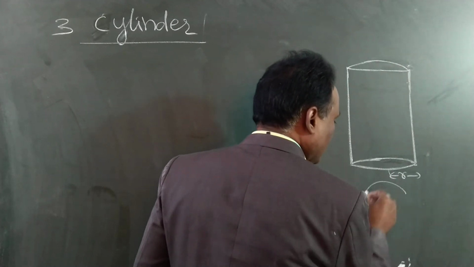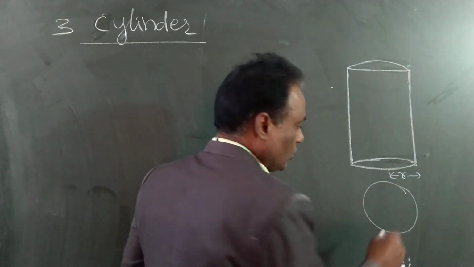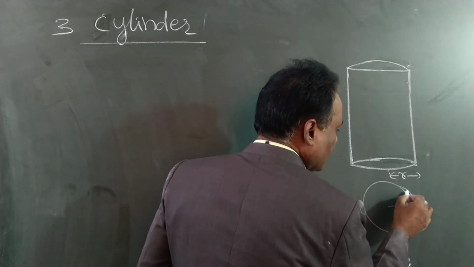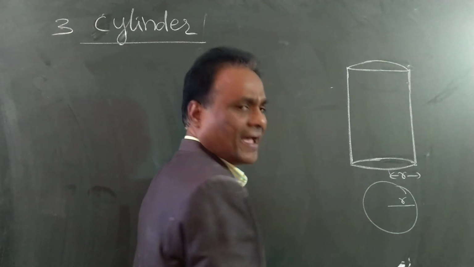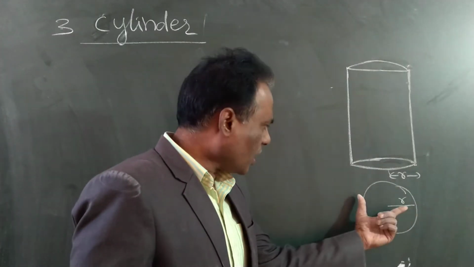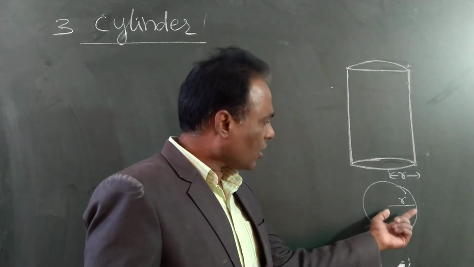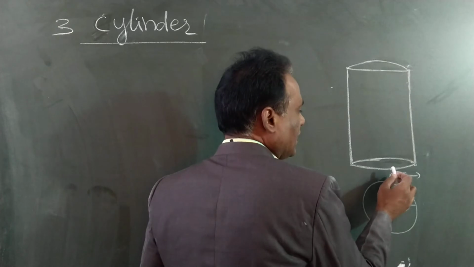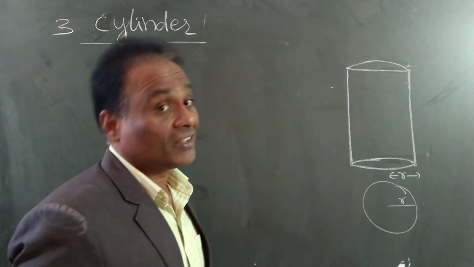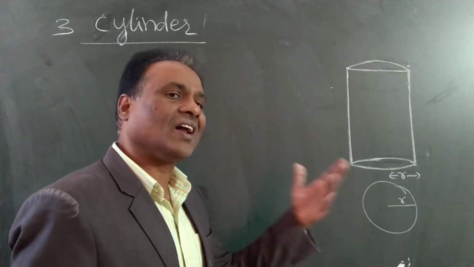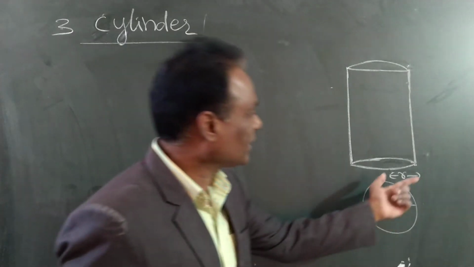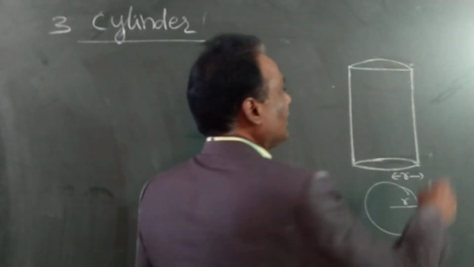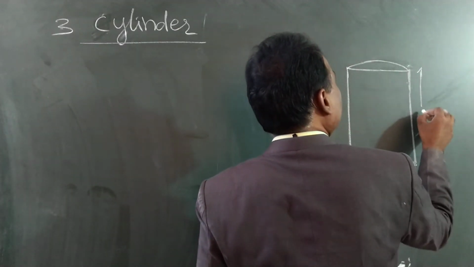See, the base will be like this. A circle has only one dimension, that is the radius, and the full length is called the diameter. Double the radius is the diameter, half is the radius. So this is the radius of the base. We also call it the radius of the cylinder. So the radius of the cylinder is R, and the height of the cylinder is h.